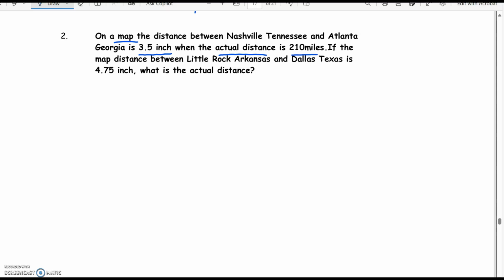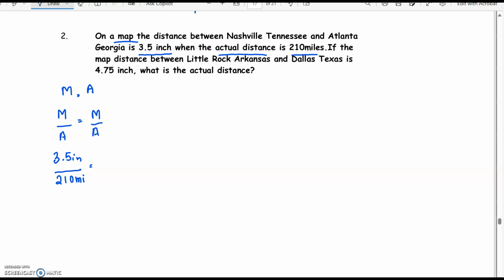So right away, the first sentence tells you that you're comparing two quantities, the map distance and the actual distance. So your equation is going to look like map distance over actual distance is equal to map distance over actual distance. So this is how we're going to set it up. The first sentence tells us that if the map distance is 3.5 inches, then the actual distance is 210 miles. Remember, the map distance is in the numerator, the actual distance in the denominator.